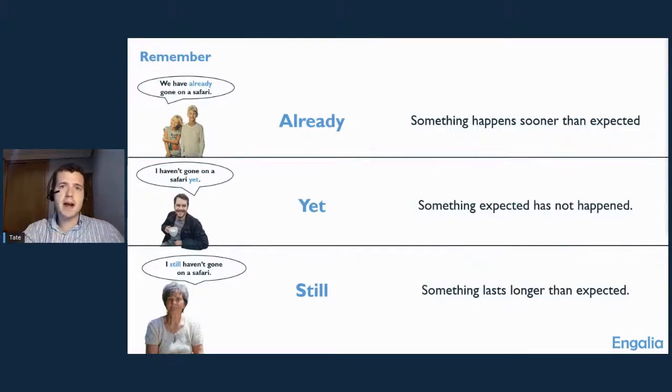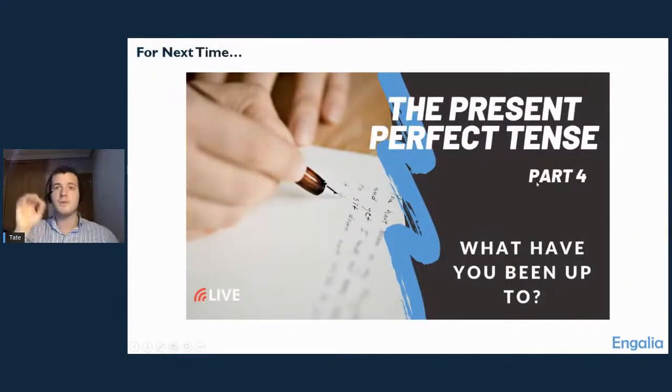And I just want to remind you that this was part 3 of our present perfect class series. The next class in this series is going to be next Monday, and it will complete the present perfect tense. It will be part 4. And the question is, what have you been up to? So if you want to review this class, you can watch it right here on YouTube, and you can see the other classes in the present perfect tense series so that you can be ready for this final one next Monday.